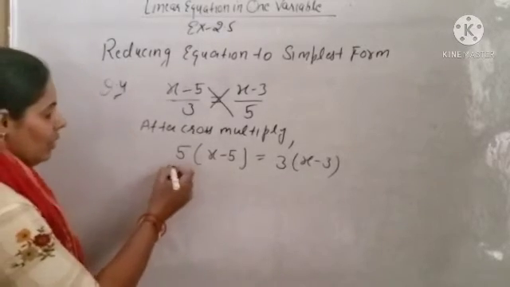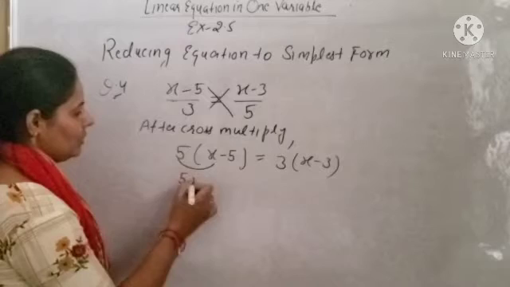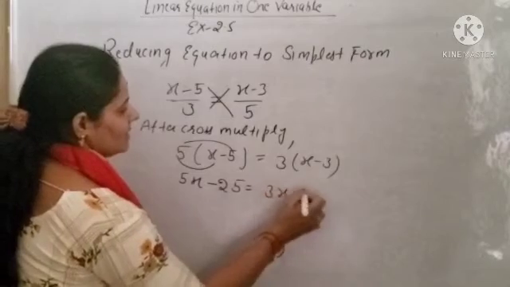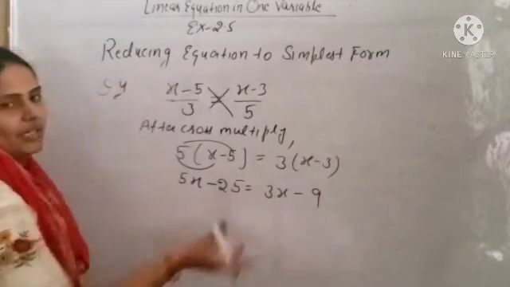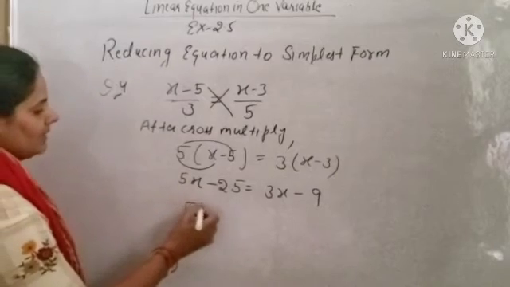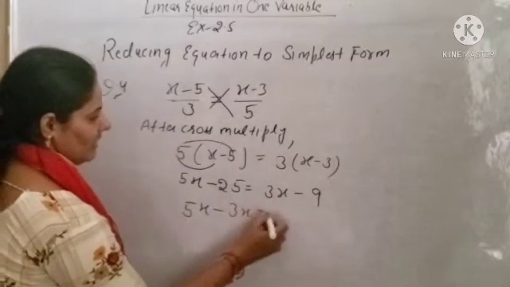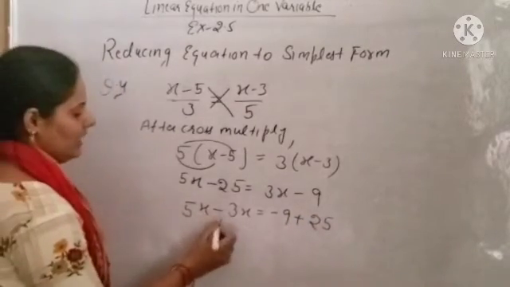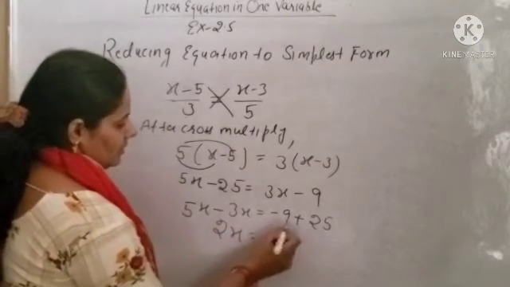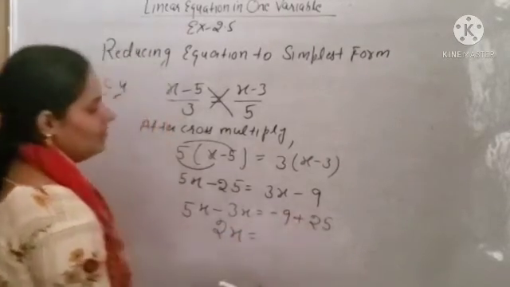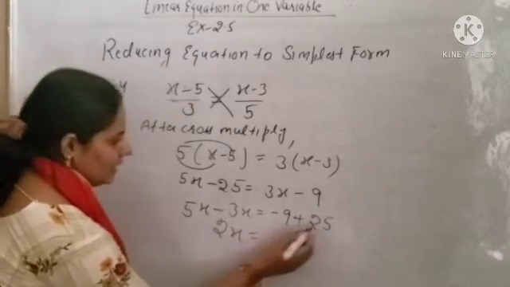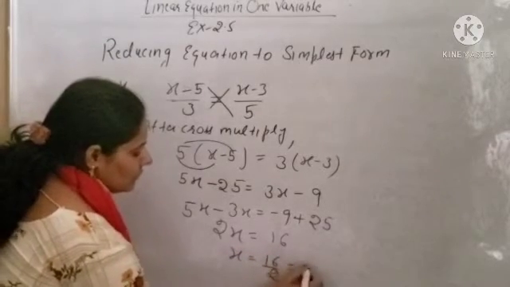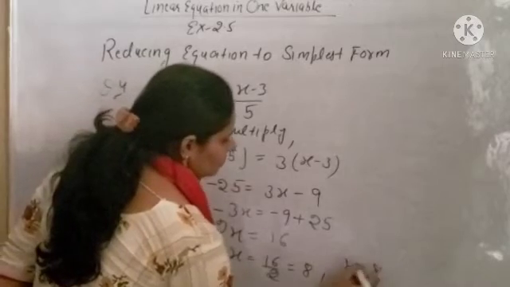Apply the distributive property, solve the equation. So first you will open the brackets. 5 into x, 5x, minus 5 into 5, 25, equals 3 into x, 3x, minus 3 into 3, 9. Now this type of equation you have solved. So you will take one variable one side: 5x and 3x this side, minus 9 plus 25. Clear? Now 5 minus 3 you will get 2x. Now minus 9 plus 25, so you will get 25 minus 9, simply 16. So what will be the value of x? 16 divided by 2, so it will be 8. So you can say x will be equal to 8.